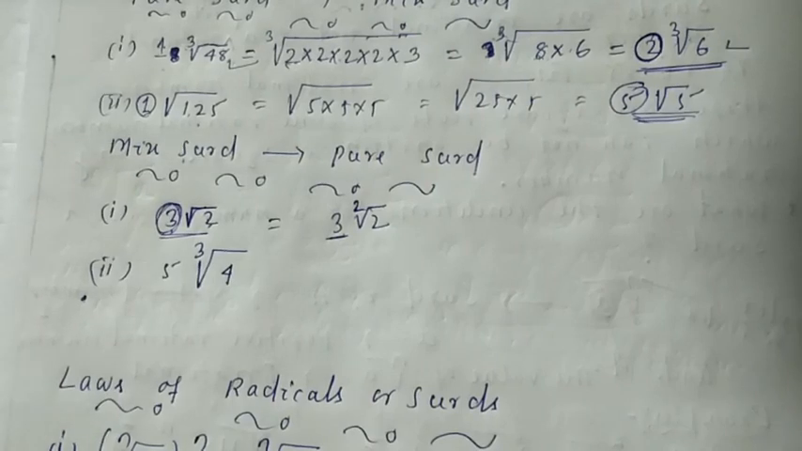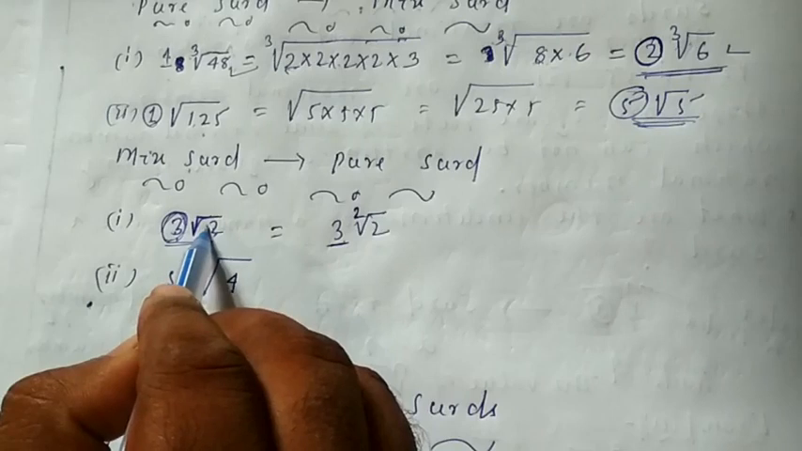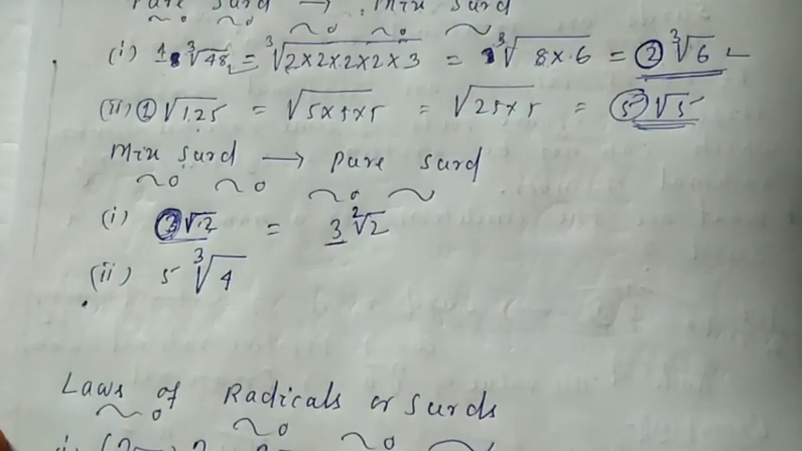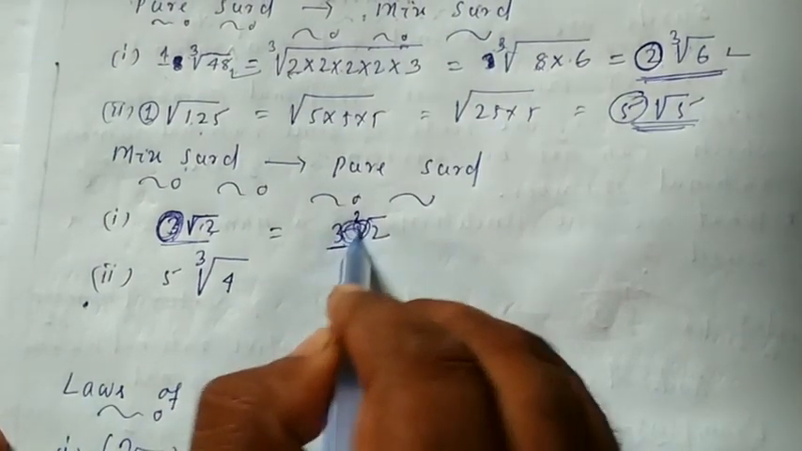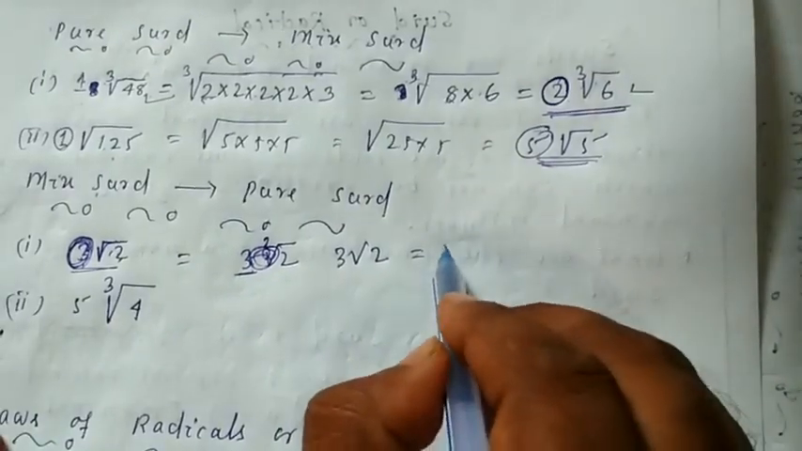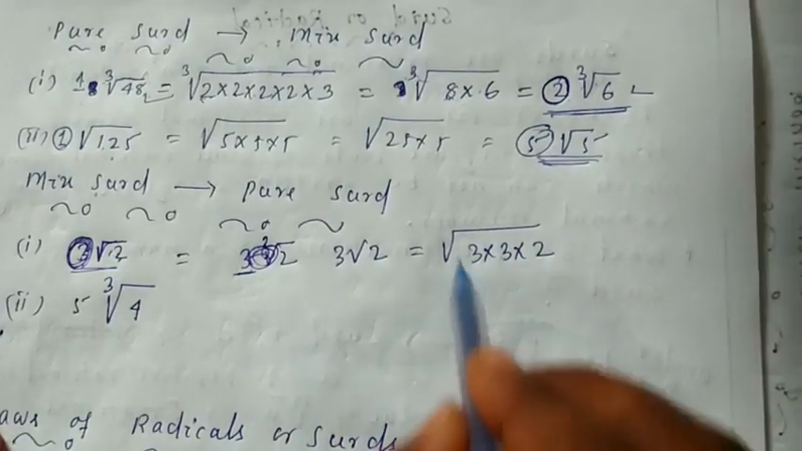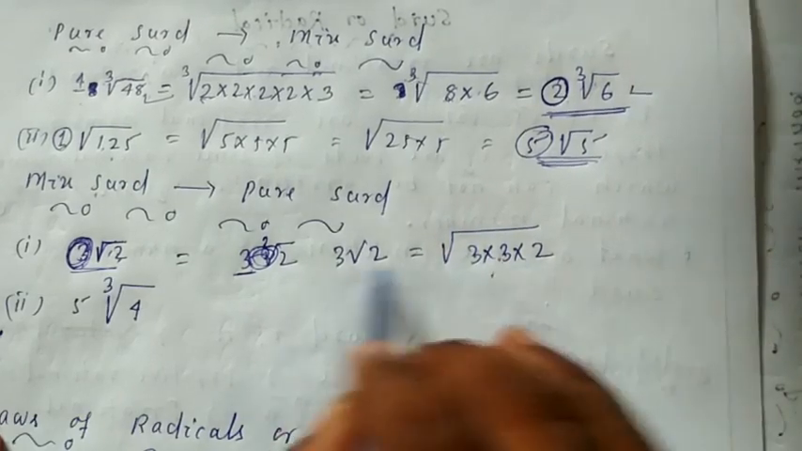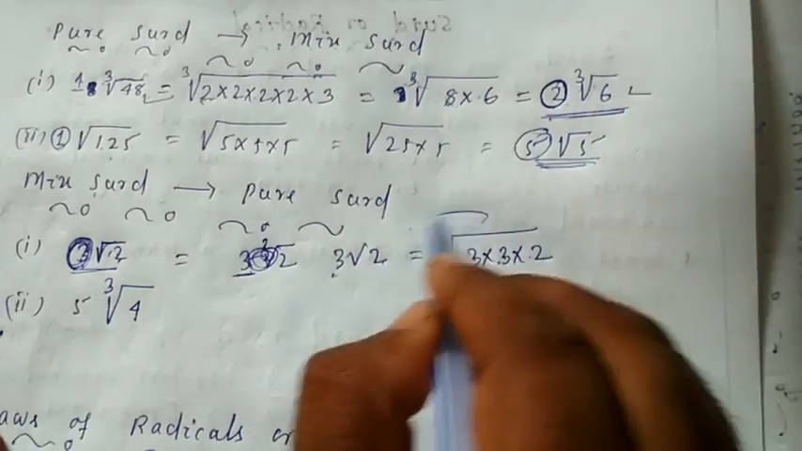Now students, how to convert mixed into pure surd? 3 root 2 is an example of a mixed surd because the rational factor is 3, not 1. So listen here. 3 root 2 you can write like this: 3 into 3 into 2, because 3 into 3 is 9, so square root of 9 will be 3, and again square root of 2.